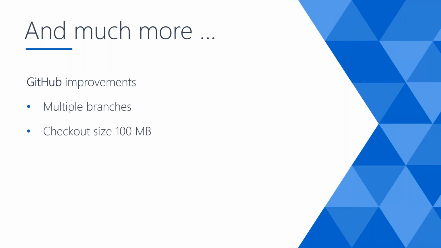There were improvements in the GitHub where we have added the ability to use multiple branches, not just one, or the checkout size for a file we've increased to 100 megabytes. Sometimes it turns out that there are large files within the offline HTML folder or large images which go beyond the 1 megabyte size limit, which was there before this release. So we've increased this to 100 megabytes, and now you can work with your projects much more freely.